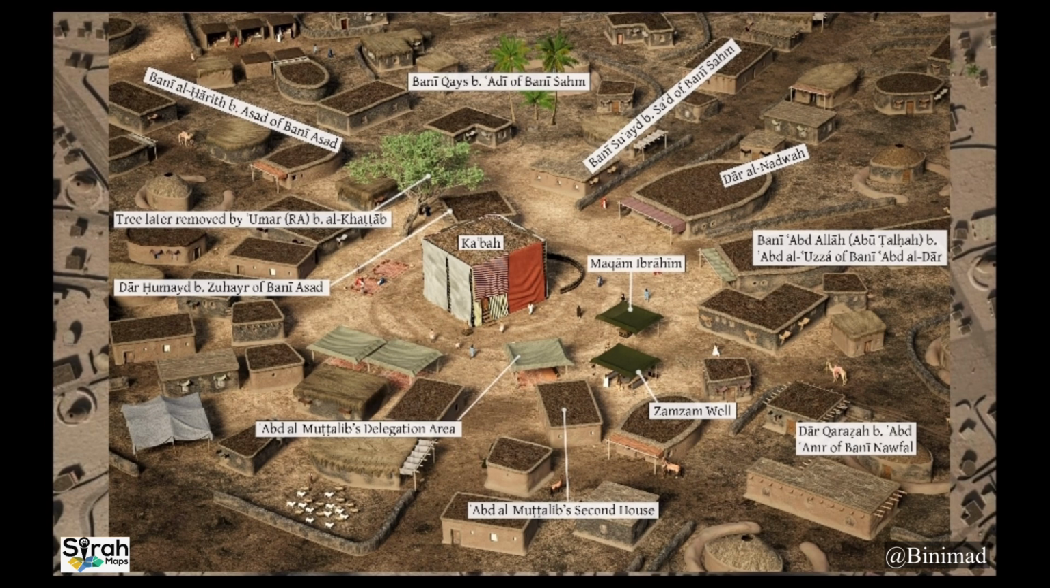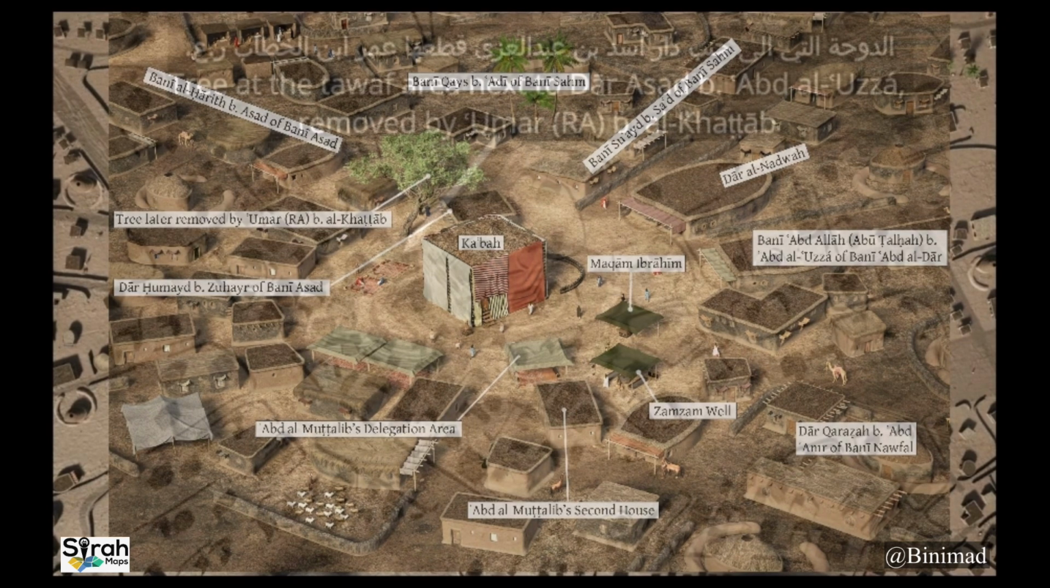Also visible in this view is Dar al-Nadwa, which was originally built by Qusay ibn Kilab after he defeated Khuza'a, who had controlled Mecca for about 500 years, and expelled them from the city, in a story the details of which are beyond the scope of this video.